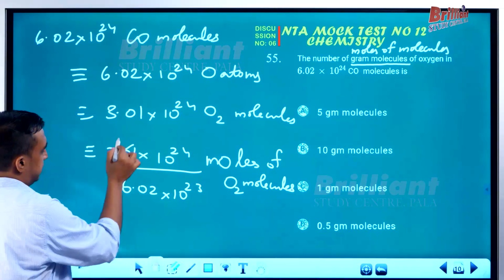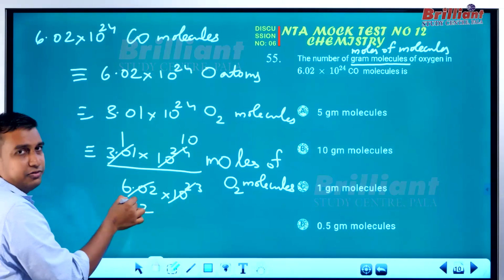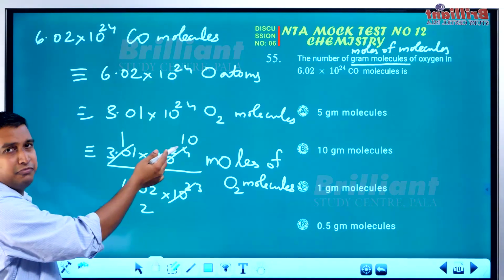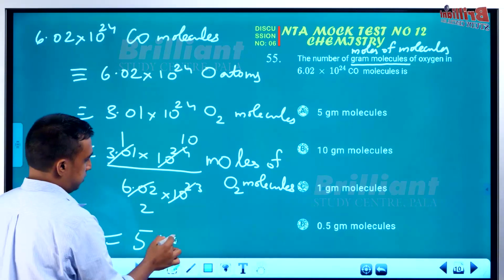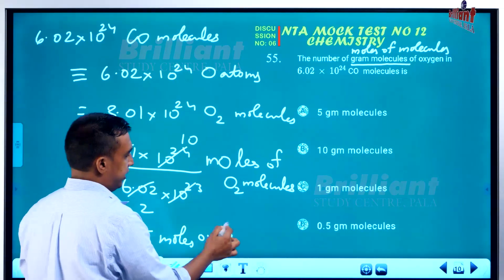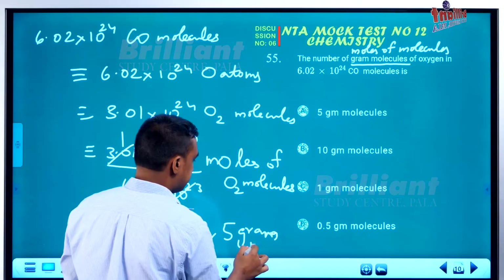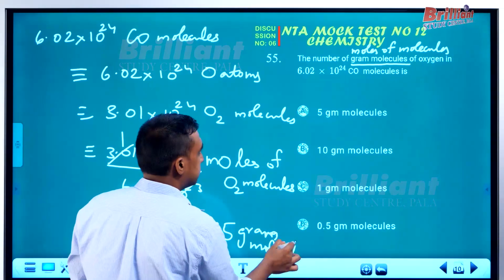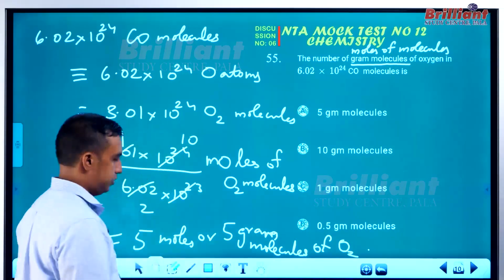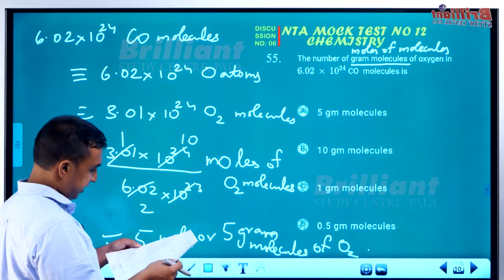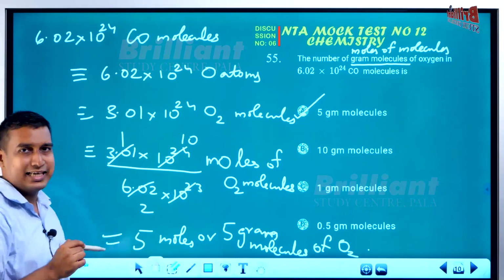Now if I divide this, 1 by 2 will become 0.5. 0.5 into 10 will become 5. So this will become 5 moles or 5 gram molecules of O2. So question number 55, the answer is A. Coming to the next question.